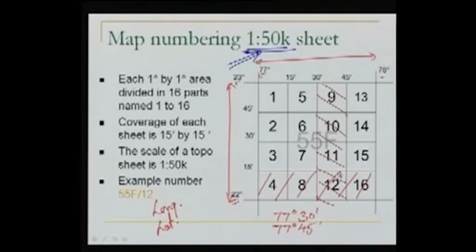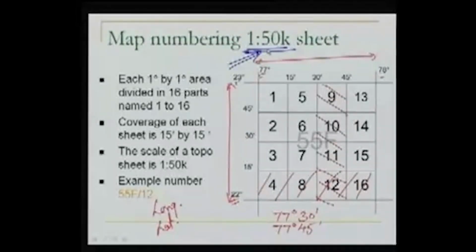Well, what we will write now? Our sheet number will thus become 55F by 12. As you can see, 55F by 12. So any sheet number like this, 55F by 12, is a sheet of 1:50,000 scale. Similarly, we may have 63B by 4. So that is also the map sheet at 1:50,000 scale. So we can determine the numbers at 1:50,000.